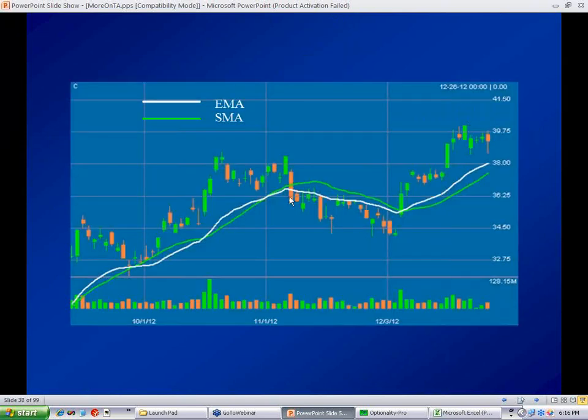And look at the difference. The white line on this chart is an exponential moving average, and the green line is a simple moving average. They're exactly the same step period, the same number of bars being measured, but look how different they are. And the reason is that in the case of the exponential moving average, it's weighted. So it's a little bit stronger here.